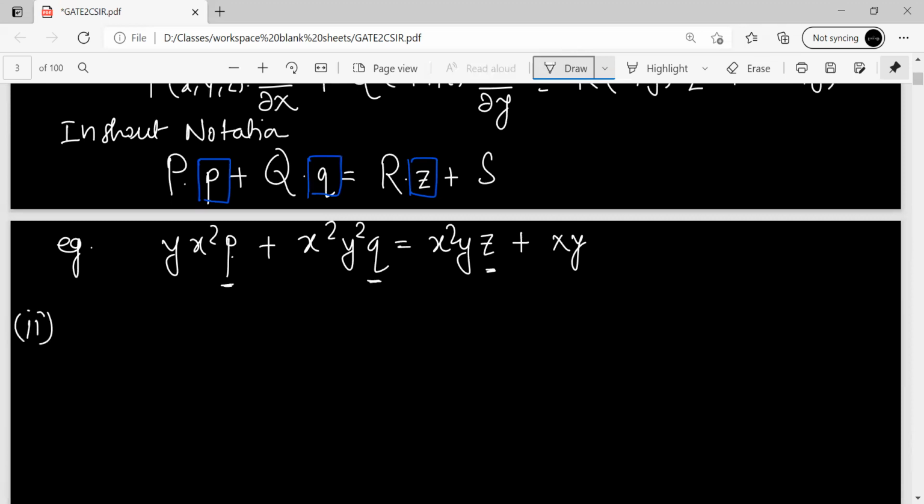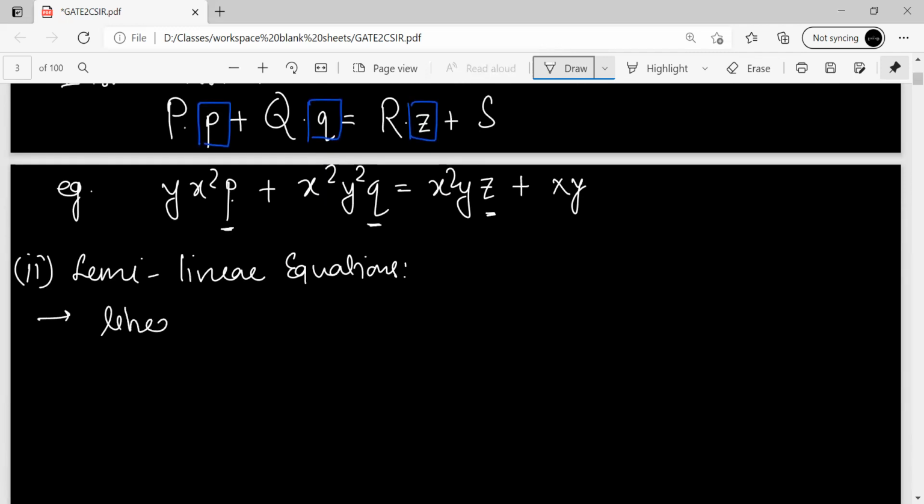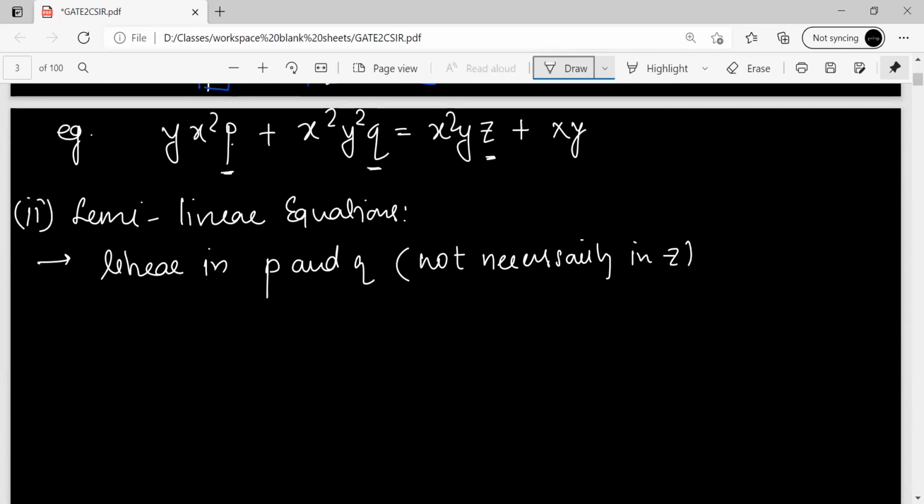This is the first one, and then comes the second. It is called semi-linear. What are semi-linear equations? Again, same thing. It should be linear in P and Q. Well, Z is optional, not necessarily in Z. So that means it should be linear in P and Q, and not necessarily in Z. And there is one more condition. This is of the form.